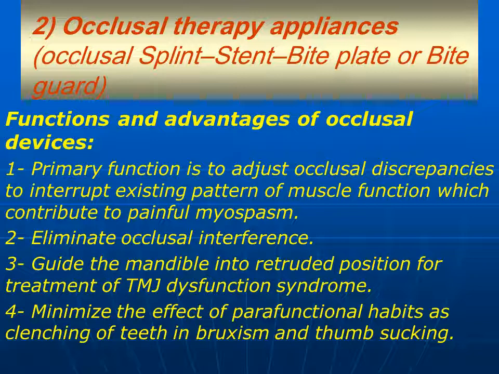Functions and advantages of occlusal devices. The primary function of these devices is to adjust the occlusal discrepancy, therefore returning the occlusal pattern to a normal position. It interrupts the existing pattern of muscle function, which contributes to painful myospasms. That's to say, the main cause of these myospasms is the occlusal discrepancy. So, when you construct an occlusal stent, it will interrupt the existing pattern of muscle function and resolve these painful myospasms.